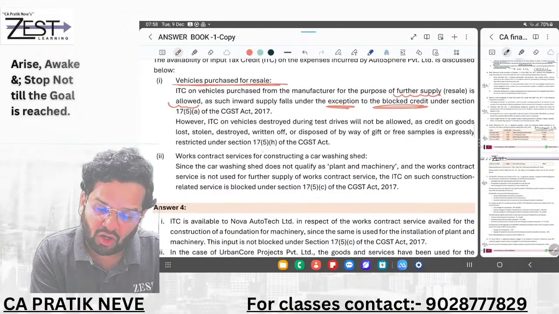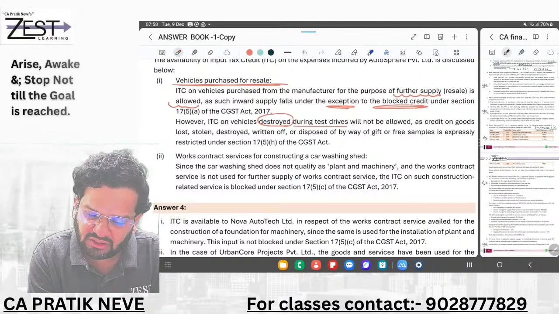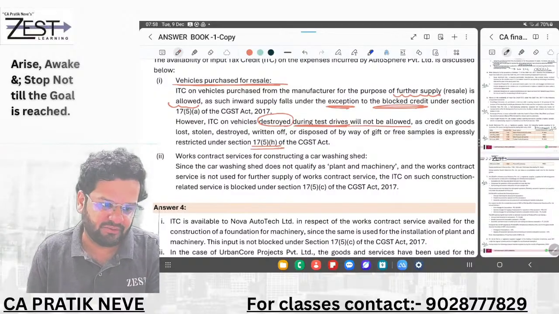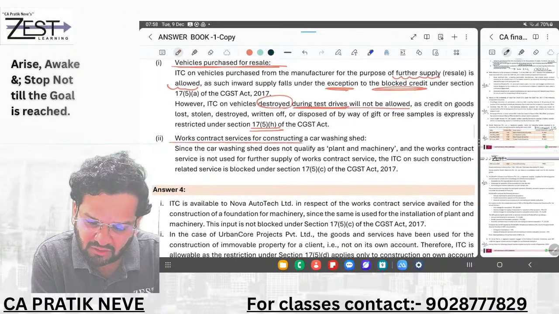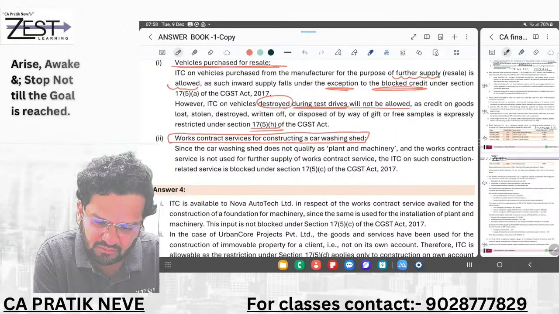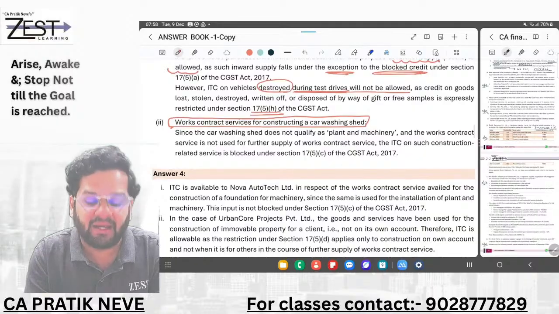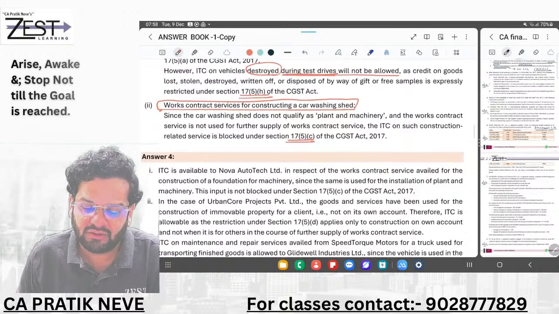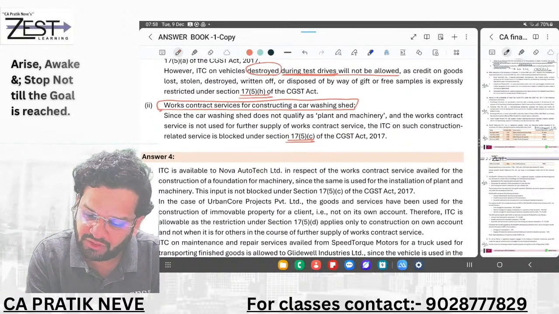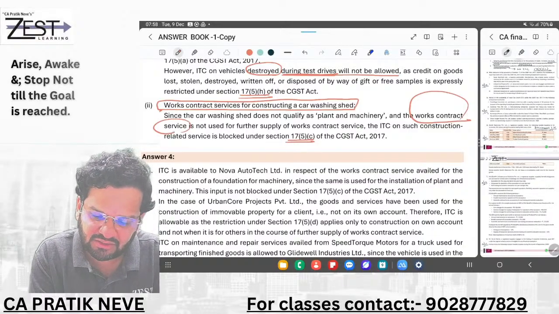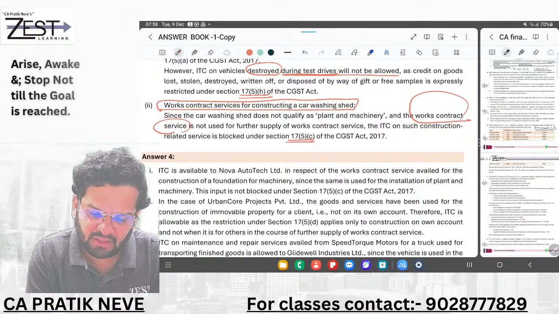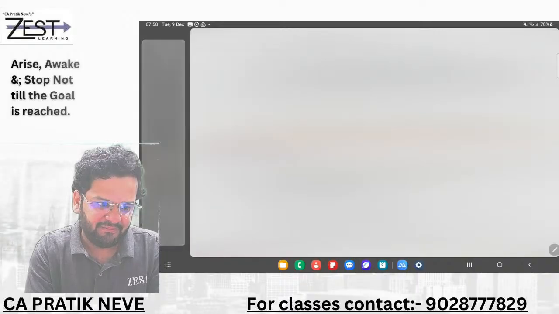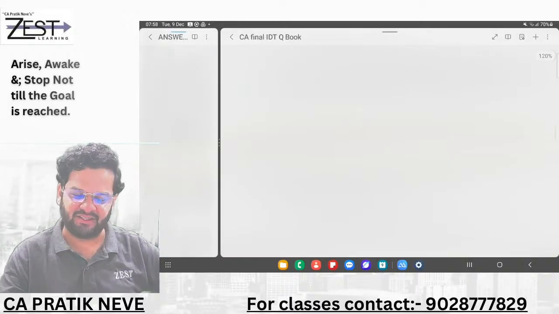But ITC on vehicles destroyed during the test drives will not be allowed because of 17(5)(h). And for work contract services for constructing a car watershed, ITC will not be allowed as per 17(5)(c), because it is blocked with respect to works contract services used in construction of immovable property. Make sense? Let's go ahead.